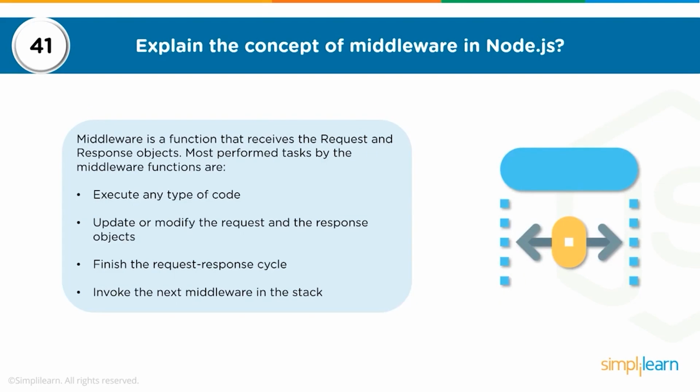So what is middleware? Can you explain the concept of middleware in Node.js? So with middleware, it is the ability to connect to a system and get data from it that's outside of Node.js. So this may be executing a type of code, or updating and modifying a request and response to a specific type of object, finishing the request response cycle.